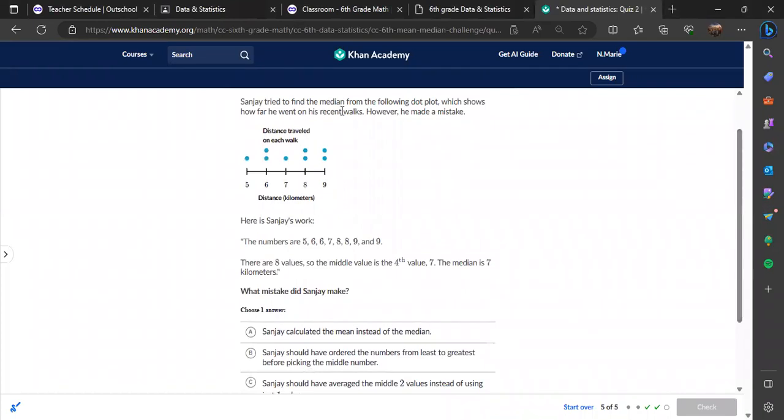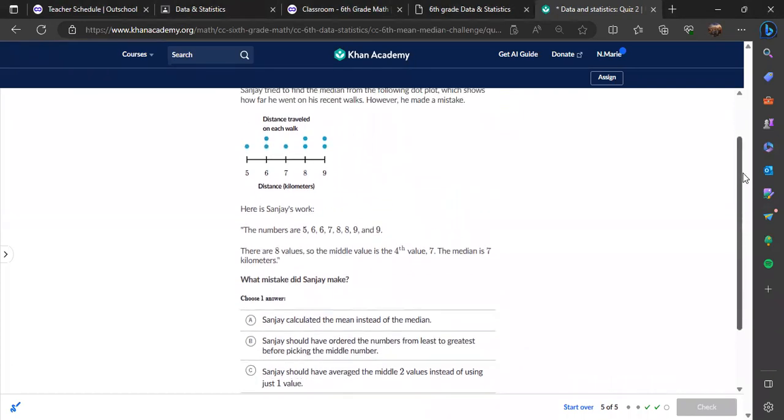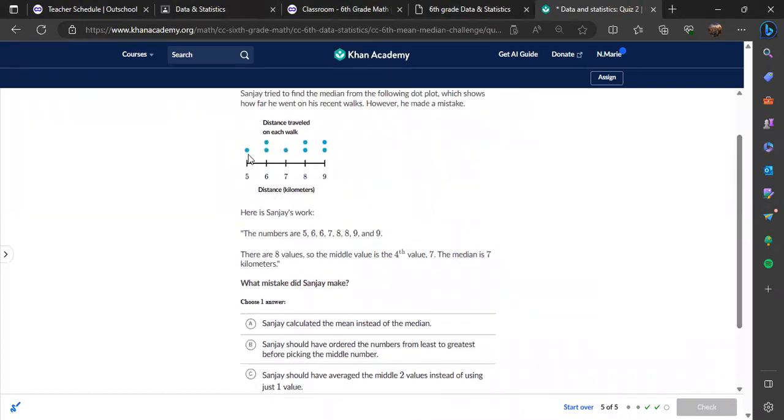Sanjay tried to find the median from the following dot plot, which shows how far he went on his recent walks. However, he made a mistake. What mistake did he make? So the values are 5, 2 6s, 1 7, 2 8s, and 2 9s. There are 8 values: 1, 2, 3, 4, 5, 6, 7, 8. Okay, that's right. And he said the middle value is the 4th value, which is not true.